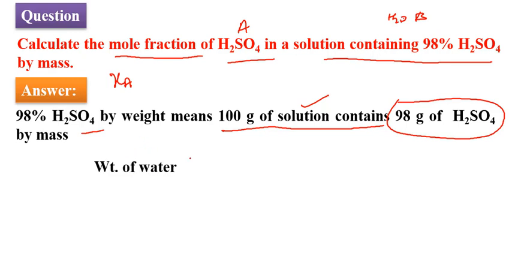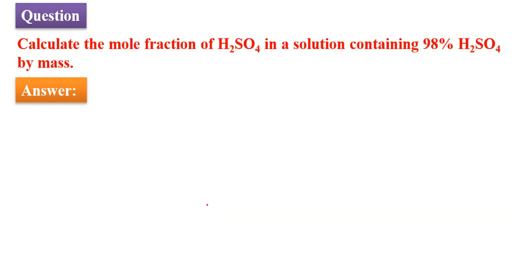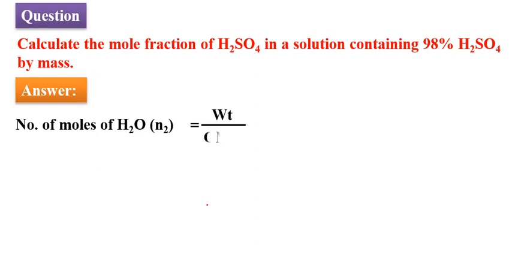Weight of water: how much? 100 minus 98, that equals only 2 gram is water. Then number of moles of H2SO4 equals mass of H2SO4 by molar mass of H2SO4. That means 98 by 98, that equals 1. Okay, next, number of moles of water. Given weight, only 2 grams of water is there. Molecular mass is 18, that means 1 by 9. This is the number of moles of water.